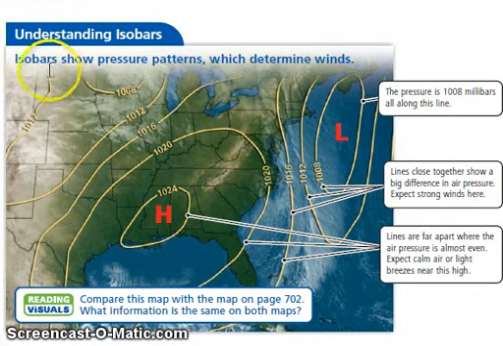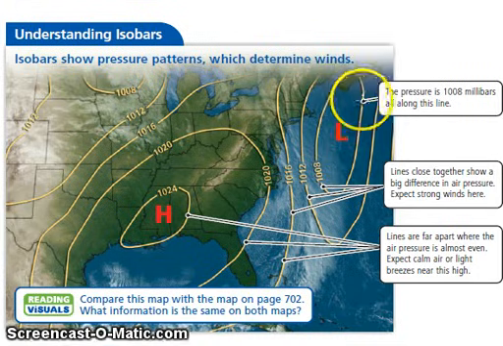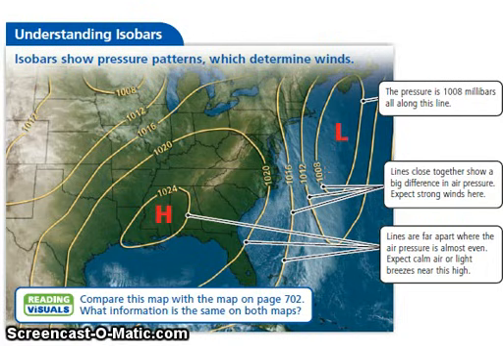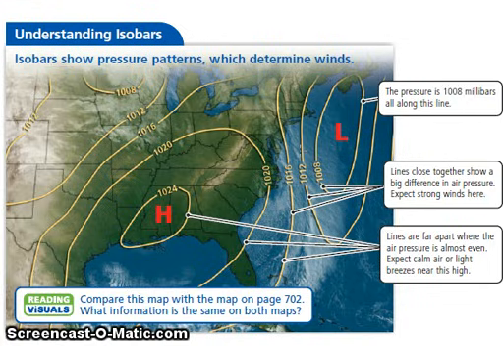Understanding isobars. Isobars show pressure patterns which determine winds. And if you'll notice right here, it says the pressure is 1008 millibars. If you follow your finger around that line, you'll see the number 1008. And what they do is they number these in increments of 4. So every 4 points of pressure, they'll draw a new line.